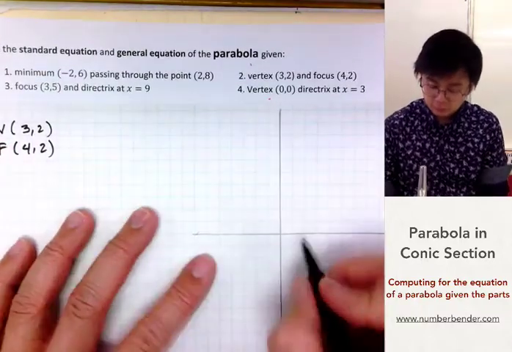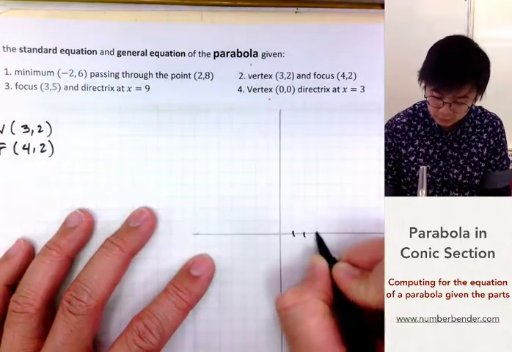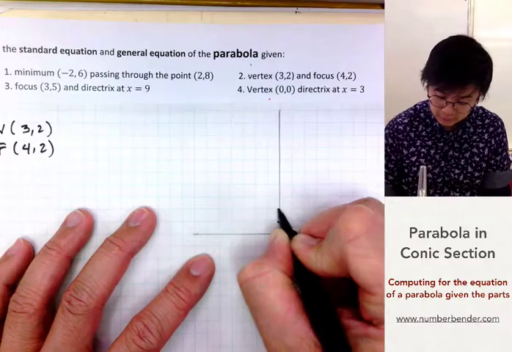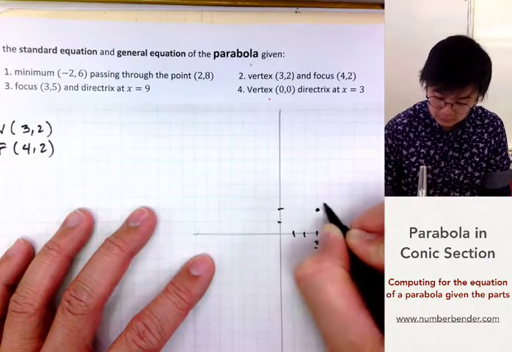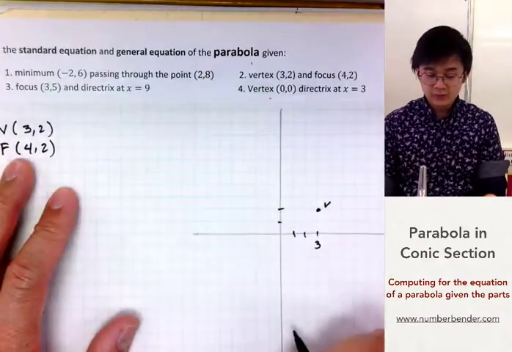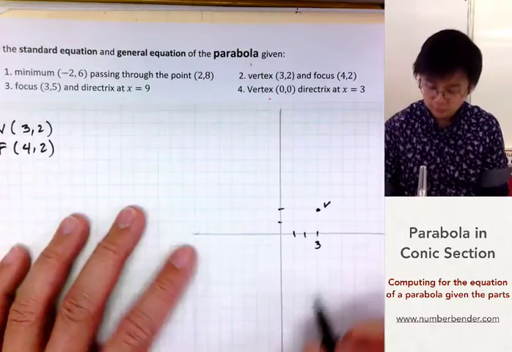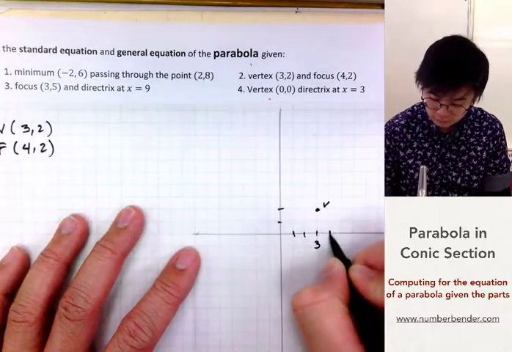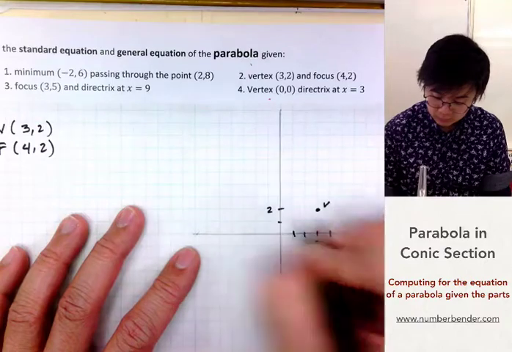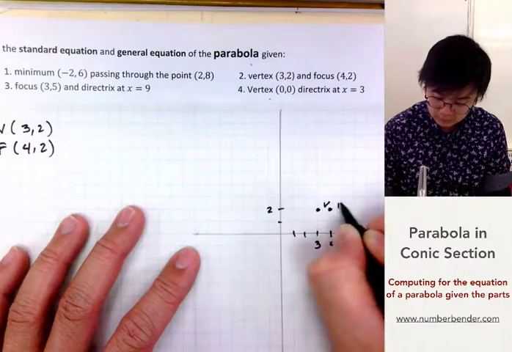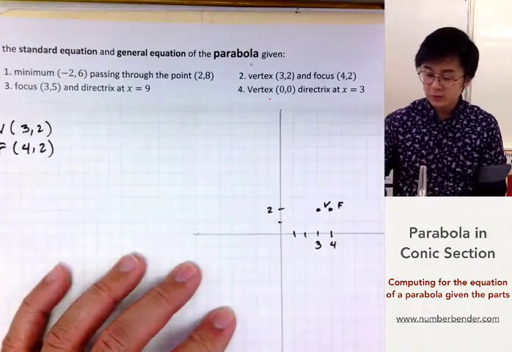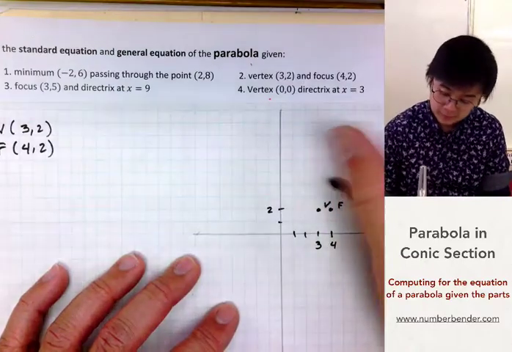Vertex at 3, 2. 1, 2, 3. 1, 2. This is our vertex. Focus at 4, 2. 1, 2, 3, 4. 2. So this is our F. So we know that the parabola is opening to the right.